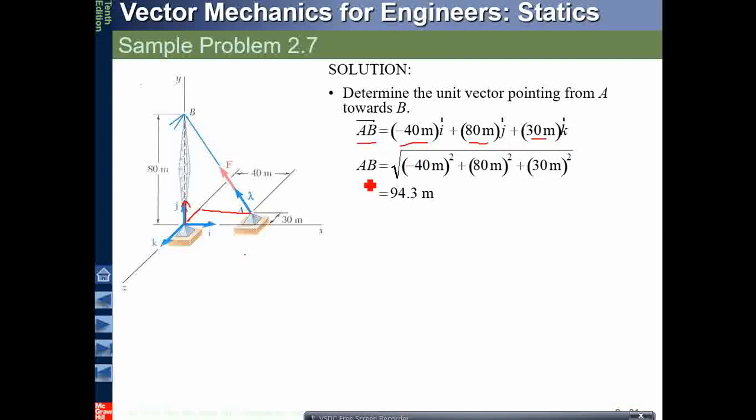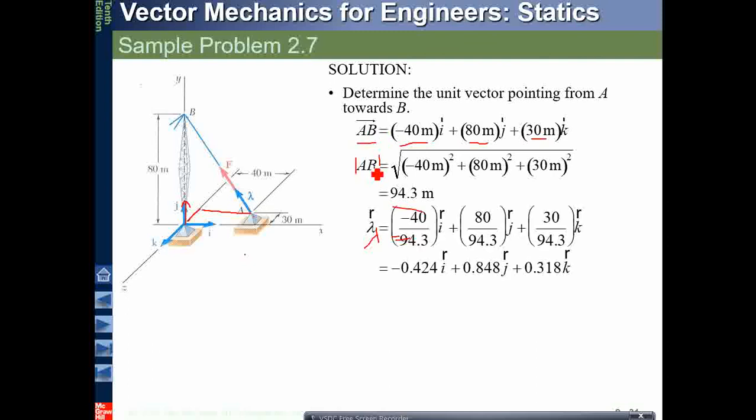And then what is the magnitude? AB, the magnitude is the square root of the sum of squares of all these three terms. This will become like this. So a unit vector, lambda, will be this divided by this. Okay, this is lambda, this divided by this. So this becomes your unit vector lambda. This is along this force. I hope this is important actually.